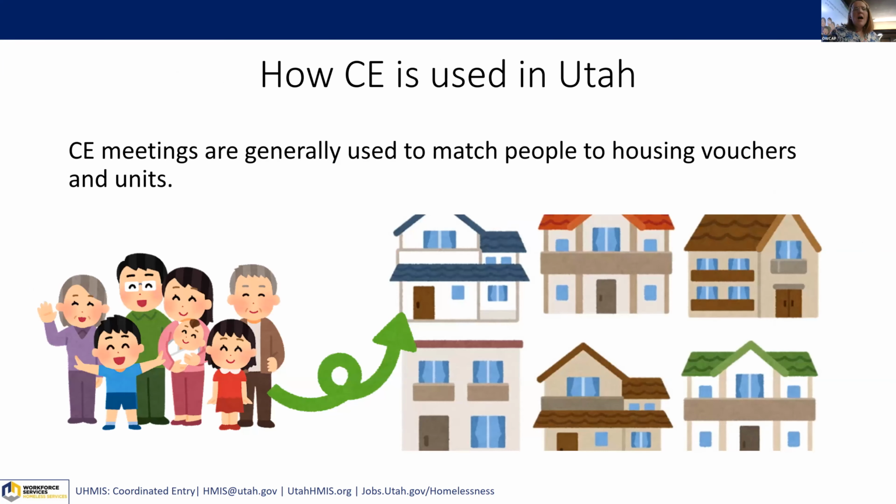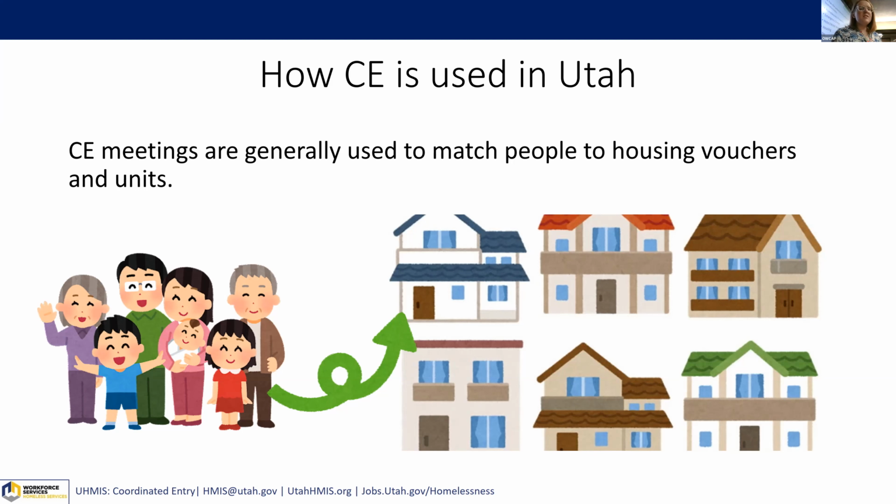How we're using it in Utah, I kind of mentioned this. Generally, coordinated entry is used to match people to housing. Coordinated entry can be used for a lot more, but really it's very centralized on let's get somebody into these vouchers or this housing unit that we have. And it's relatively effective in that, but that's really where it's focused.